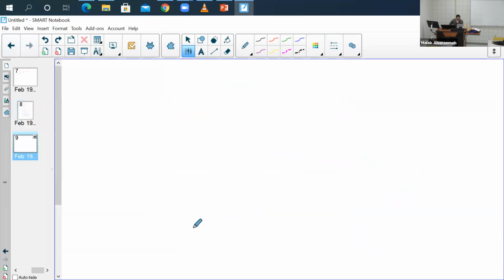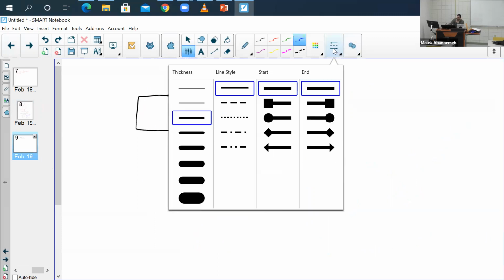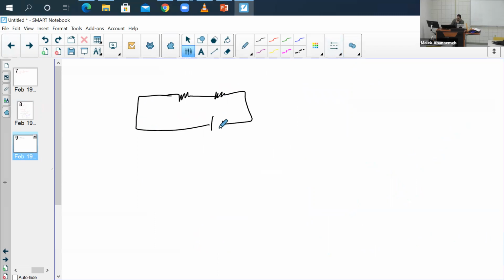Now, when you have two resistors in series, let's say this is R1, R2 connected to some kind of battery. Let's say this is your negative, this is your positive, that's your R1, that's your R2, and let's say you have I going clockwise. When you're dealing with series, your total resistance equals R1 plus R2 plus R3, and so on. So in this one, it'd be R1 plus R2.